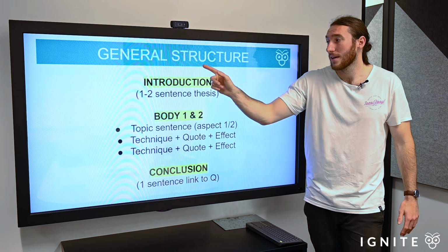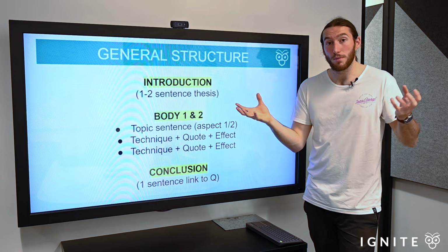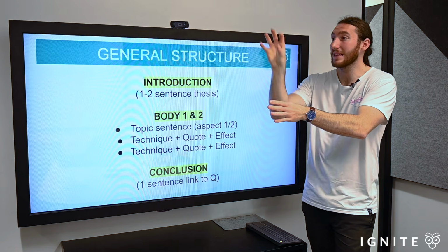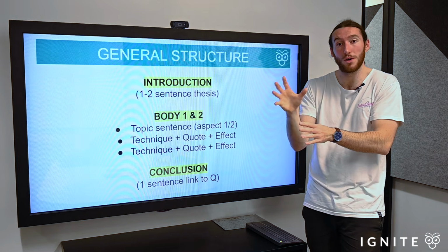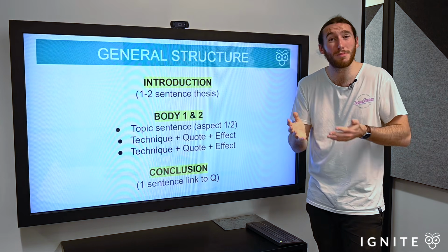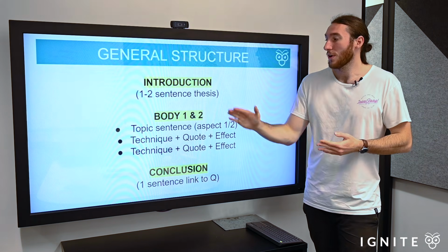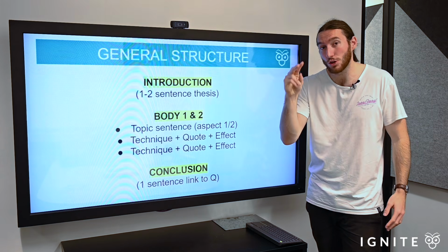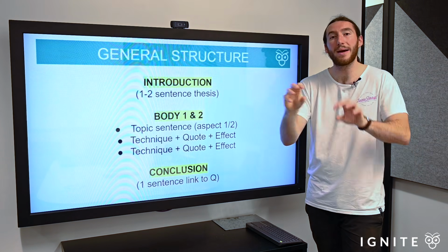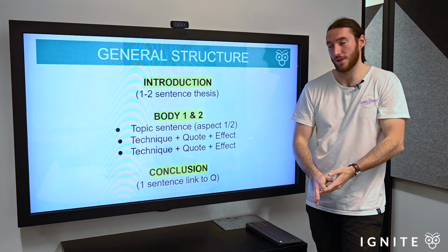The introduction should be a 1 to 2 sentence thesis. That is a statement that introduces the text and their core perspectives or ideas in relation to the question. You want to use the actual words of the question in this introduction. You want to use the actual words of the question as much as you can throughout the entire mini essay response. When you get down to your 2 body paragraphs, and there should be 2 bodies, you need a topic sentence, and then you need 2 strong pieces of evidence that are then explained in relation to the question.